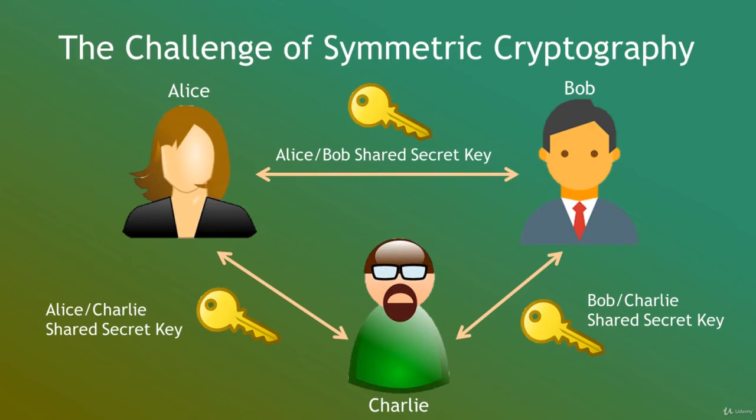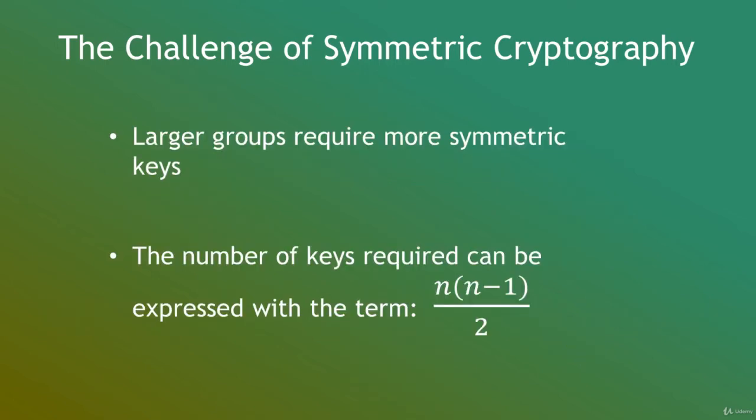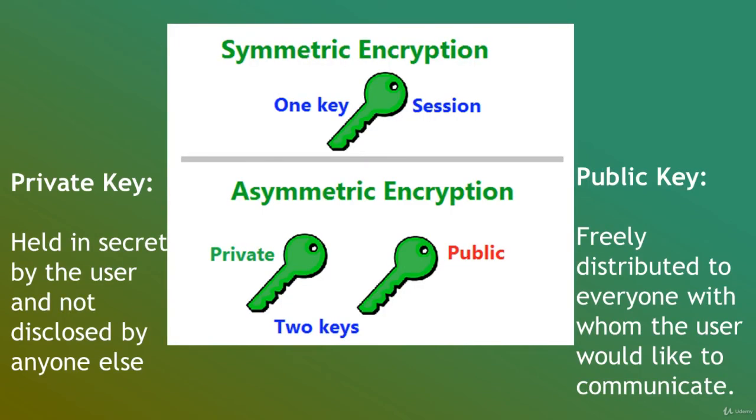As groups get larger, we need more and more keys to facilitate this communication. Therefore, the challenge of symmetric cryptography is that the larger the group gets, the more symmetric keys you'll need. And that can be expressed in terms of this formula here: n(n-1)/2. This challenge is thereby alleviated with asymmetric encryption.